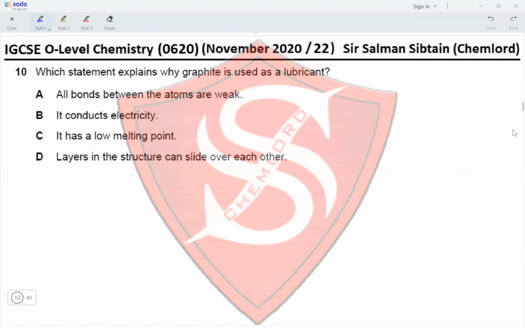Question 10. This statement explains why graphite is used as a lubricant. All bonds between the atoms are weak. No. It conducts electricity. That is true, but that does not explain why it is a lubricant. This explains why it is used as an electrode. It has a low melting point. No, it has a high melting point. It is a covalent macromolecule. Layers in the structure can slide over each other. Yes, this is correct. Because the layers can slide over each other, it is used as a lubricant, making option D the correct option for this question.